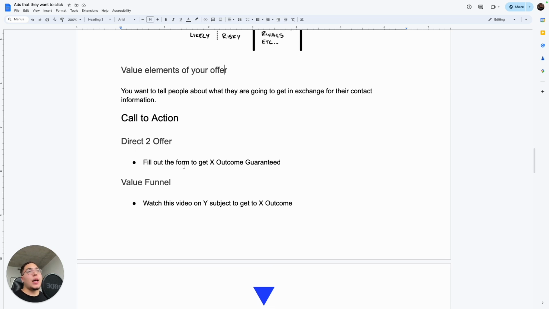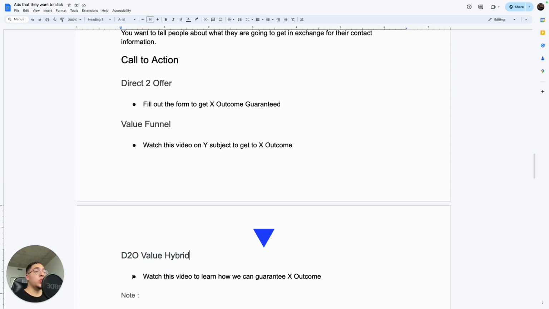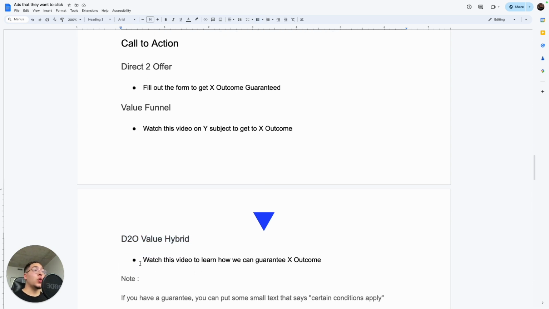There are different types of call to actions that we can do based on the different types of funnel. So for example, a direct to offer funnel is when we say, hey, get this outcome guaranteed, let's say. So in the call to action, I could say, hey, fill out the form to get X outcome guaranteed. In the value funnel, it's like I've been saying so far. So it would be, watch this video on Y subject to get X outcome. And there's the hybrid between the two.